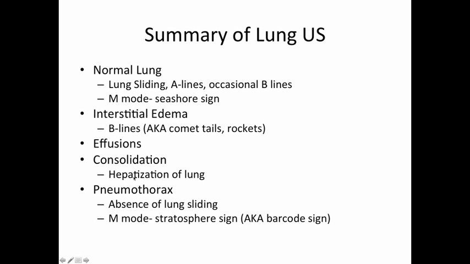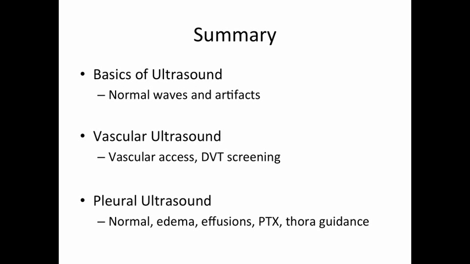And then pneumothorax, again, absence of lung sliding is quite sensitive. So if you have lung sliding, you can essentially rule out pneumothorax. If you have an absence of lung sliding, being able to find the lung point is a much more specific finding, and you can be much more confident that there's a pneumo present. So I think I'll stop there.